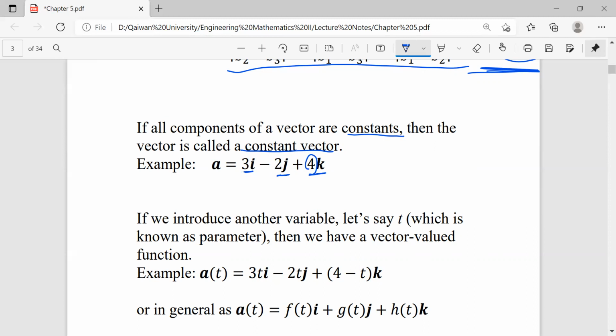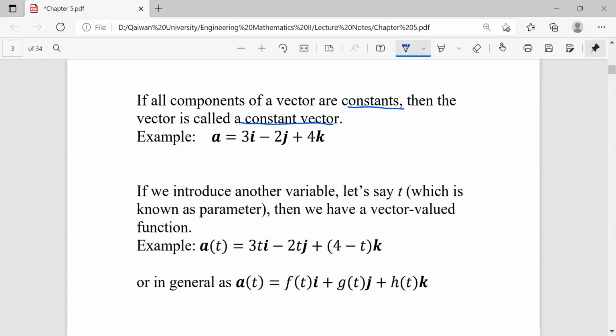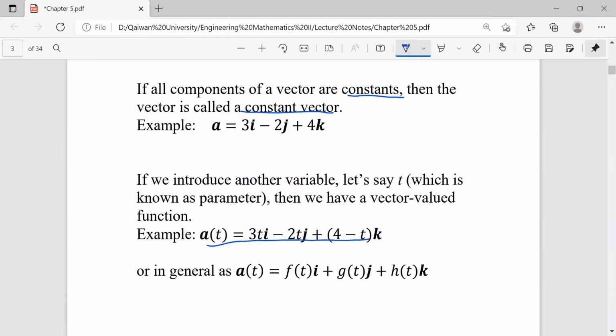But if you have variables, we say it is a vector valued function. For example, this one, if you have a parameter t in the vector, we say it's a vector valued function. It's 3t i minus 2t j plus (4 minus t) k. As you see here, you have parameter t. So this vector is called a vector valued function. But if all components are constants, we say that is a constant vector.